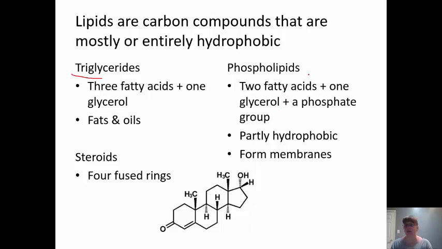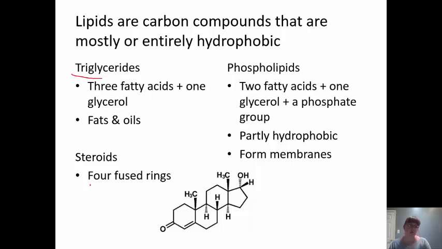Phospholipids, we've talked about at length in introductory biology, are important in cell membranes. They have two fatty acids instead of three, like a triglyceride. They do have one glycerol, but they also have a phosphate group. And because they have that phosphate group, they are partly hydrophobic. Only the fatty acid and glycerol aspect are hydrophobic. The phosphate head makes that part hydrophilic. So they're very important in forming membranes of our cells.